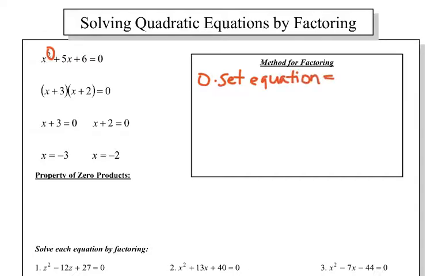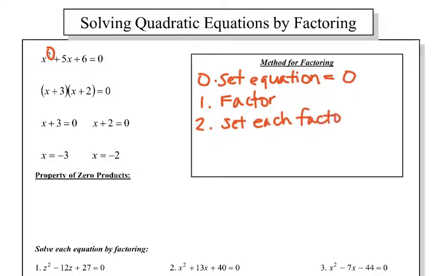The first step I call the zero step because it's about setting the equation equal to zero. Then we factor, and then after we factor, we use this property of zero products, which says if two things multiply to zero, one of them has to be zero. So we set each factor equal to zero and then solve from there.